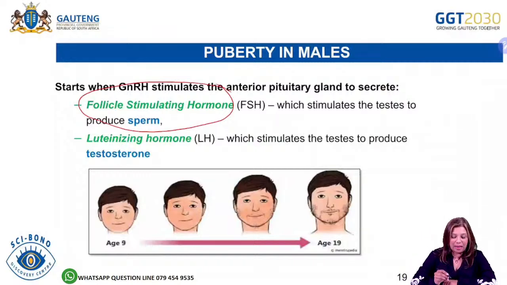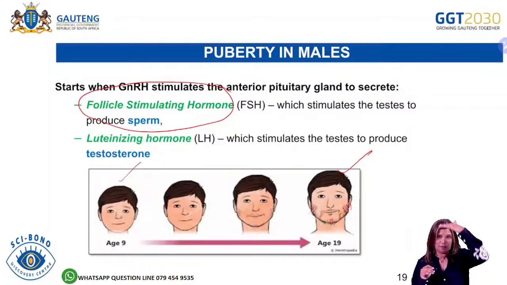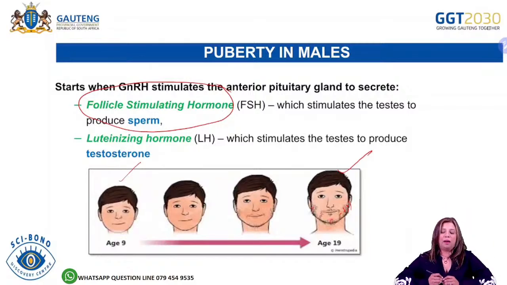If you look at this diagram, you look at this little boy, age 9, and you compare him to when he turns 19, you can already see the facial features are different. Can you see? You have facial hair there. And you can already see the stature. They're getting taller. But that is puberty in males.